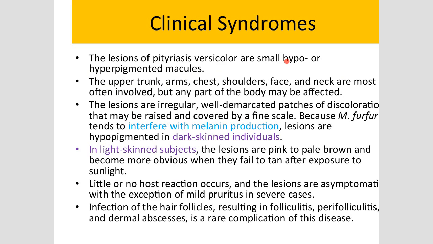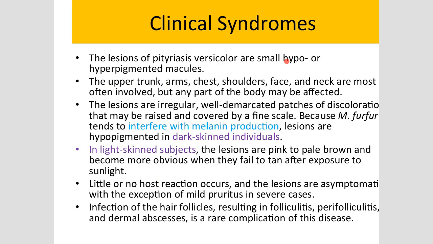The lesions are irregular. They are well demarcated patches of discoloration. And I don't need to tell you, if this fungus is causing hypo or hyperpigmentation, it is going into the deeper layer where there are melanocytes. Simple, right? So you should start thinking that these Malassezia furfur interfere with melanin production, right?